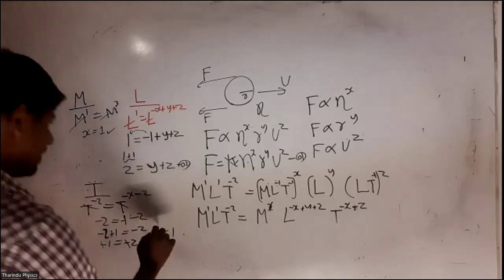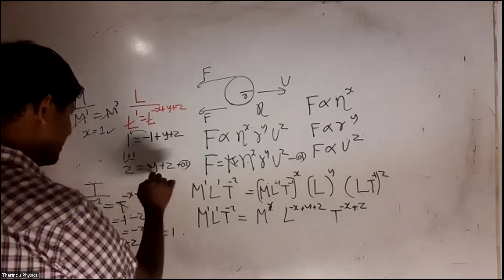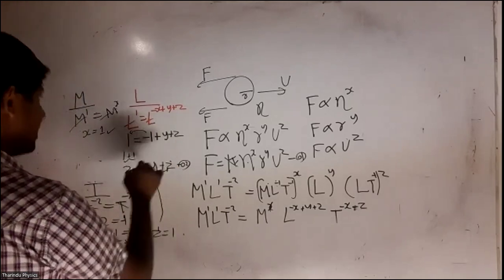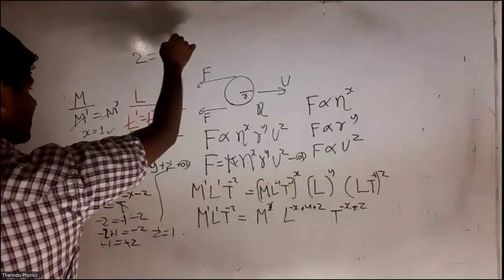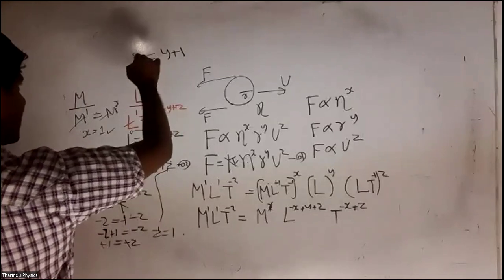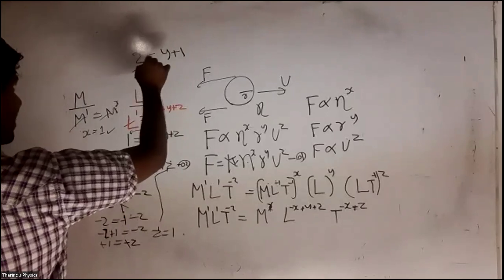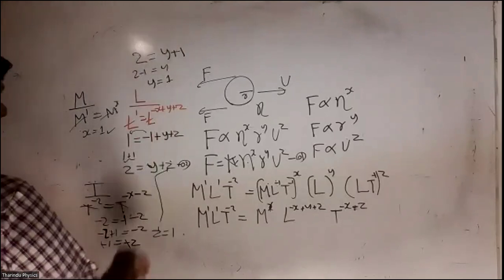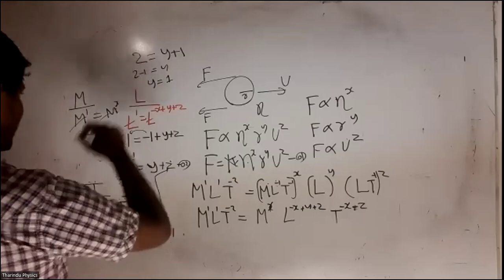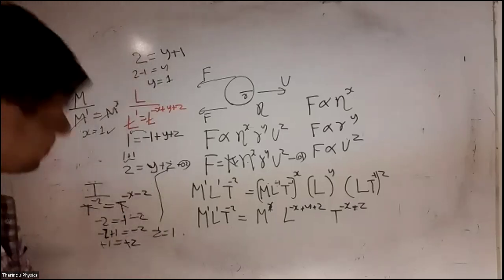Once you find that value, you can just substitute it here. So it goes to there. So 2 equals y plus 1. 1 goes to the other side. 2 minus 1 equals y. y equals 1. x equals 1. y equals 1. And z also equals 1.